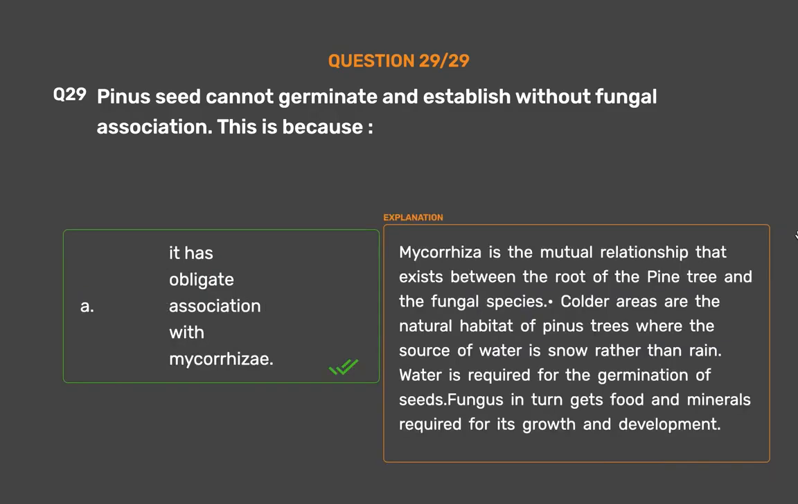Mycorrhiza is the mutual relationship that exists between the root of the pine tree and the fungal species. Colder areas are the natural habitat of Pinus trees where the source of water is snow rather than rain. Water is required for the germination of seeds. Fungus in turn gets food and minerals required for its growth and development.